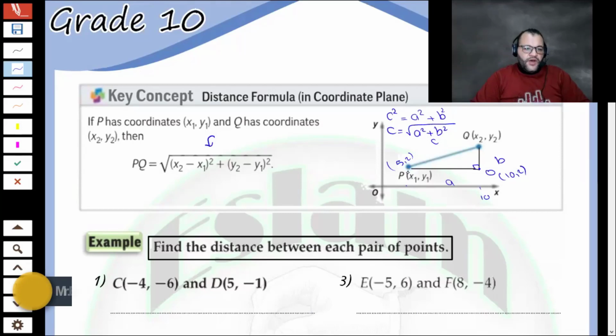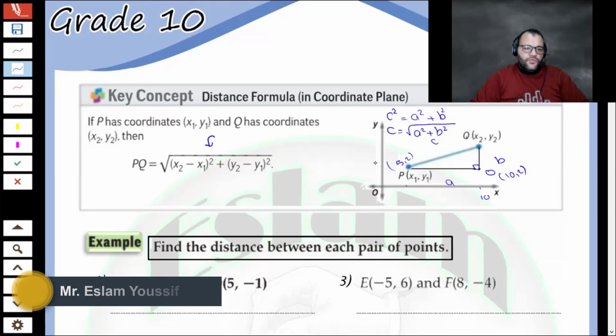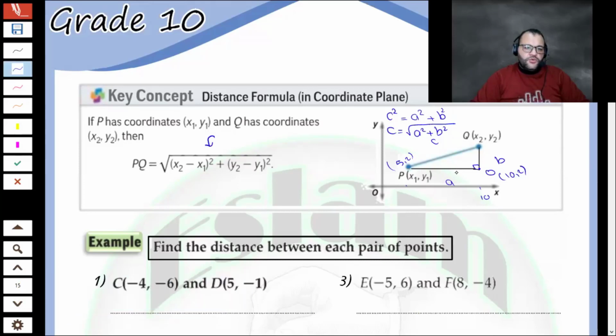So to find the length of a line which is parallel to x, we just subtract the x's. To find this one, it will be x2 minus x1, 10 minus 4. And to find any vertical line, you just subtract the y's. So this one will be y2 minus y1.